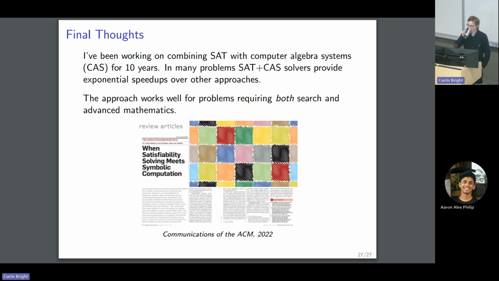Okay, any questions? Thank you, it was fascinating. My question is, what is the worst case time complexity of your algorithm? Yeah, so on the complexity, there's no provable result, because SAT solvers are going to be exponential time. The SAT solver is exponential.